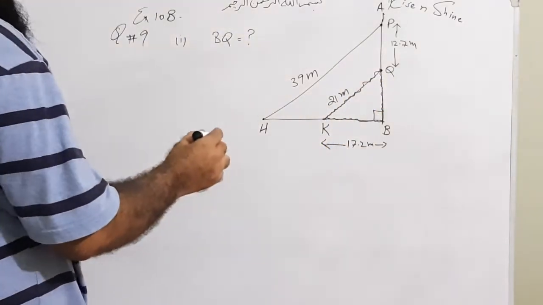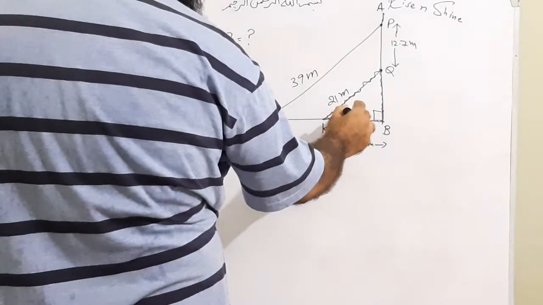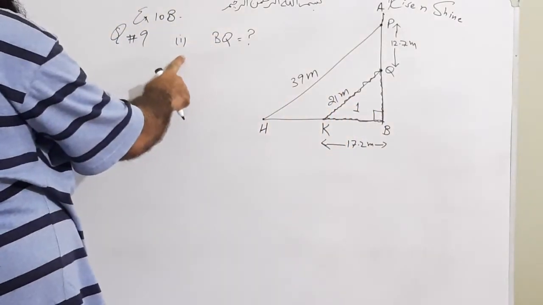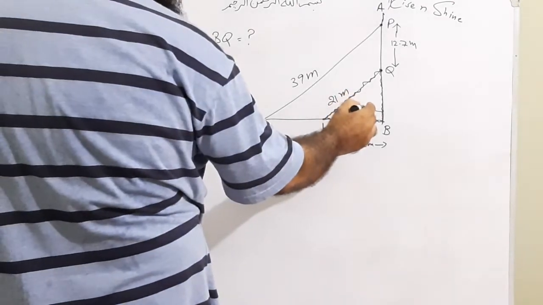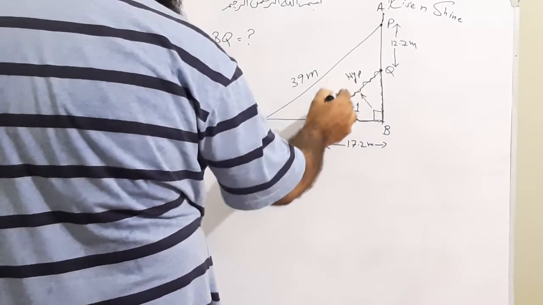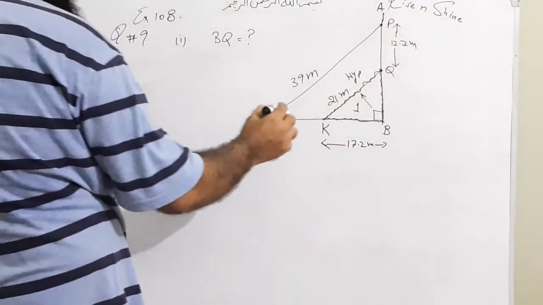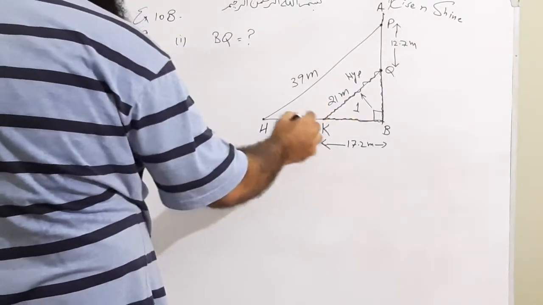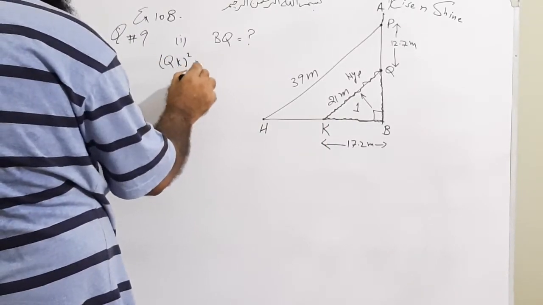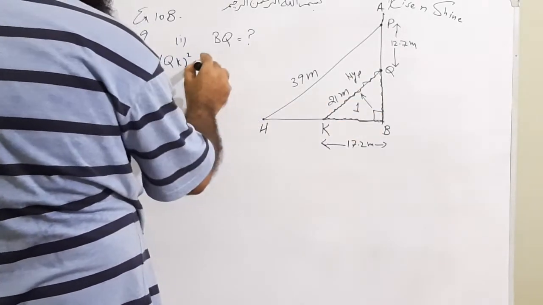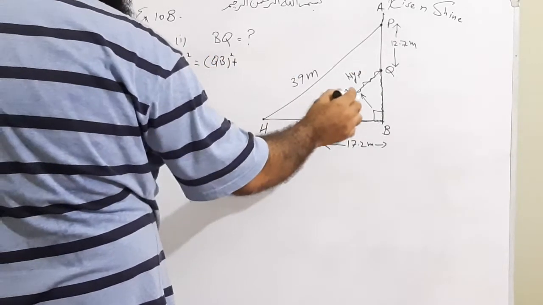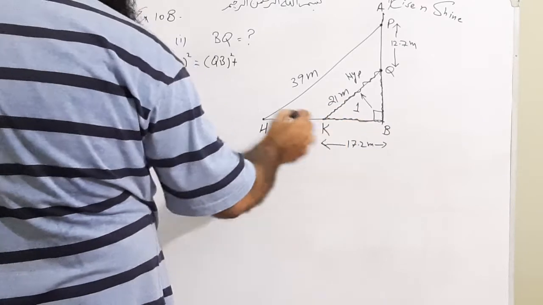So we will be applying Pythagoras theorem to this triangle. We can say this is triangle 1 to find out the first part of the question. We know that this is the hypotenuse because it is opposite to the right angle. So we will be applying Pythagoras theorem that QK square is equal to QB square plus KB square.